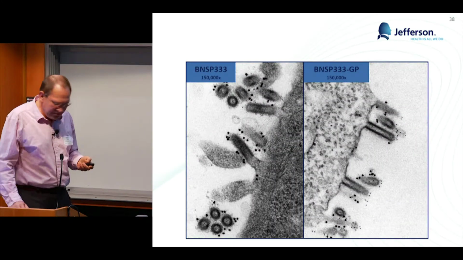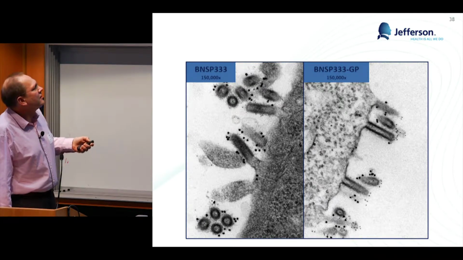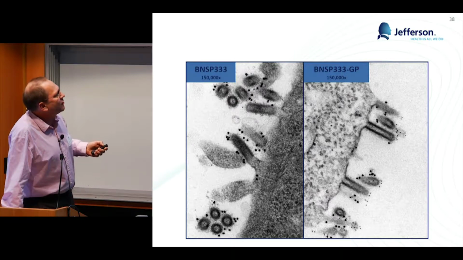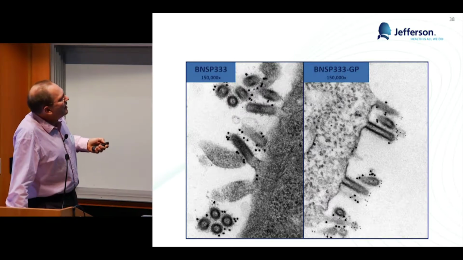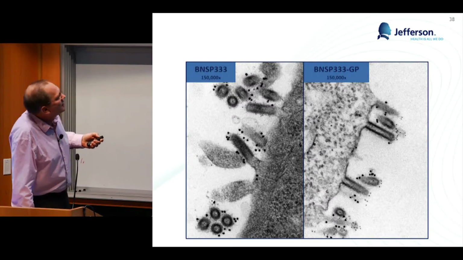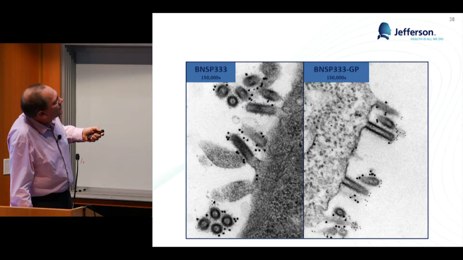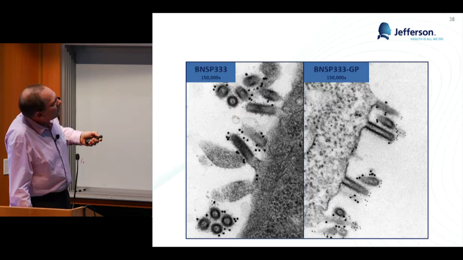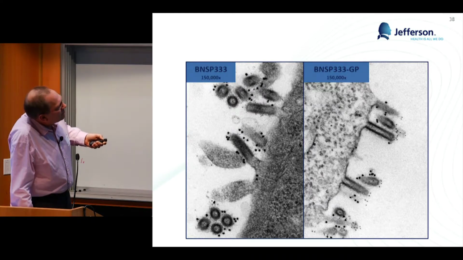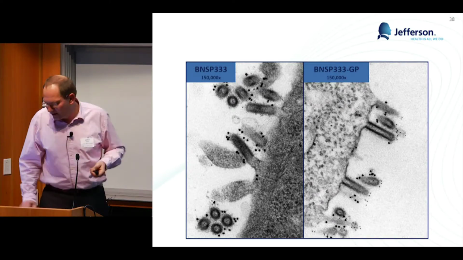This shows you some EM studies of our particles. We labeled with 2 different gold particles. The larger one is against the vector, and the smaller one here against GP. So you get labeling of only glycoprotein here, and here you get labeling of rabies glycoprotein and Ebola GP. So you see this protein is incorporated.